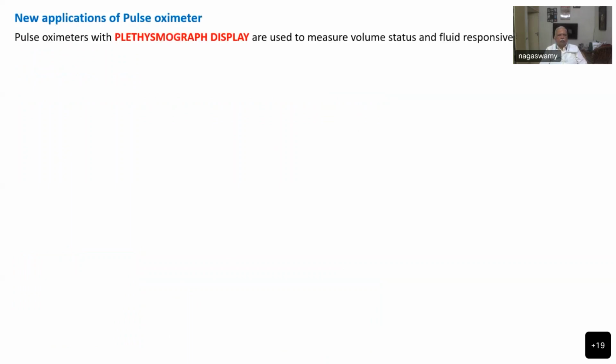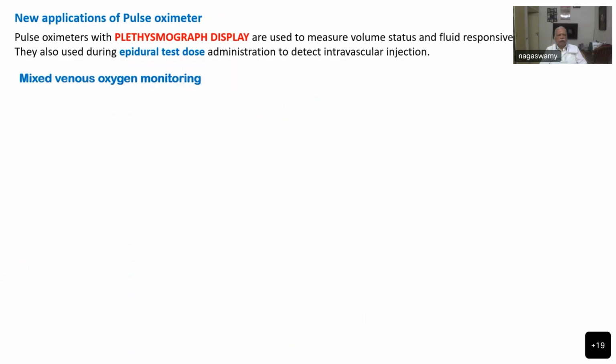Now the new applications of pulse oximeter: when it has a plethysmograph display, it can be used for measuring the volume status and fluid responsiveness also. They are also used during epidural test dose administration to detect intravascular injection. And mixed venous oxygen monitoring is also becoming very important.